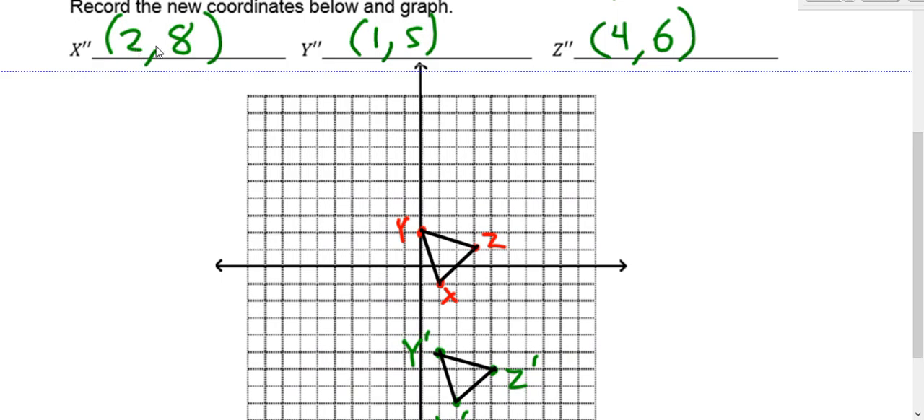So 2, 8. That's X double prime. 1, 5. That's Y double prime. And then 4, 6. That is Z double prime. And draw the triangle.